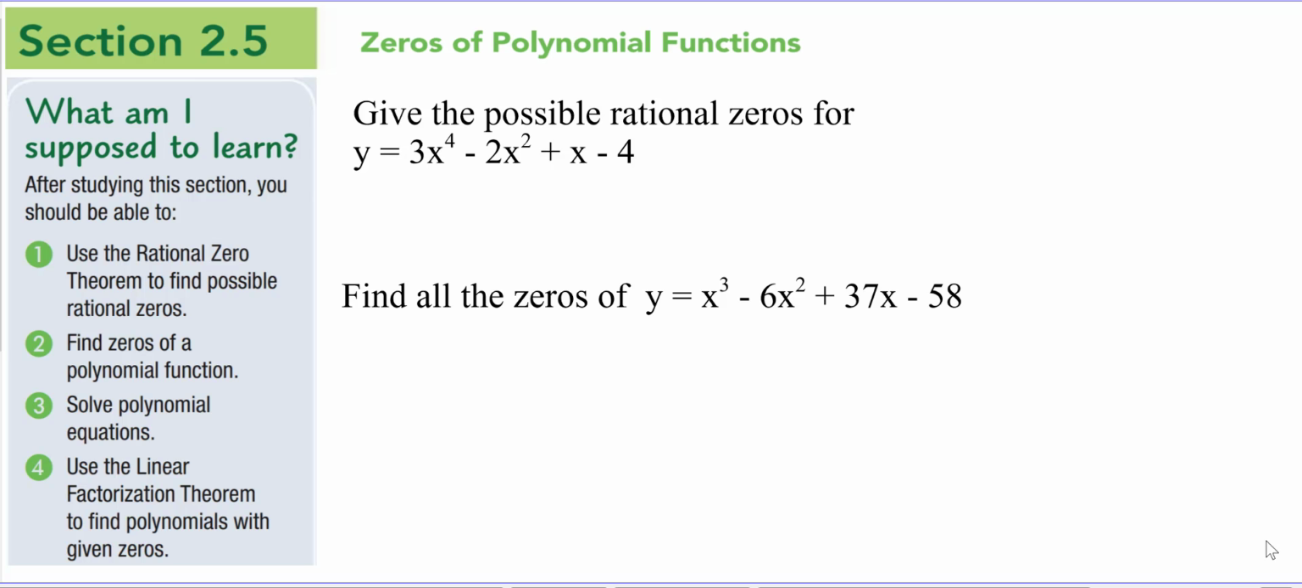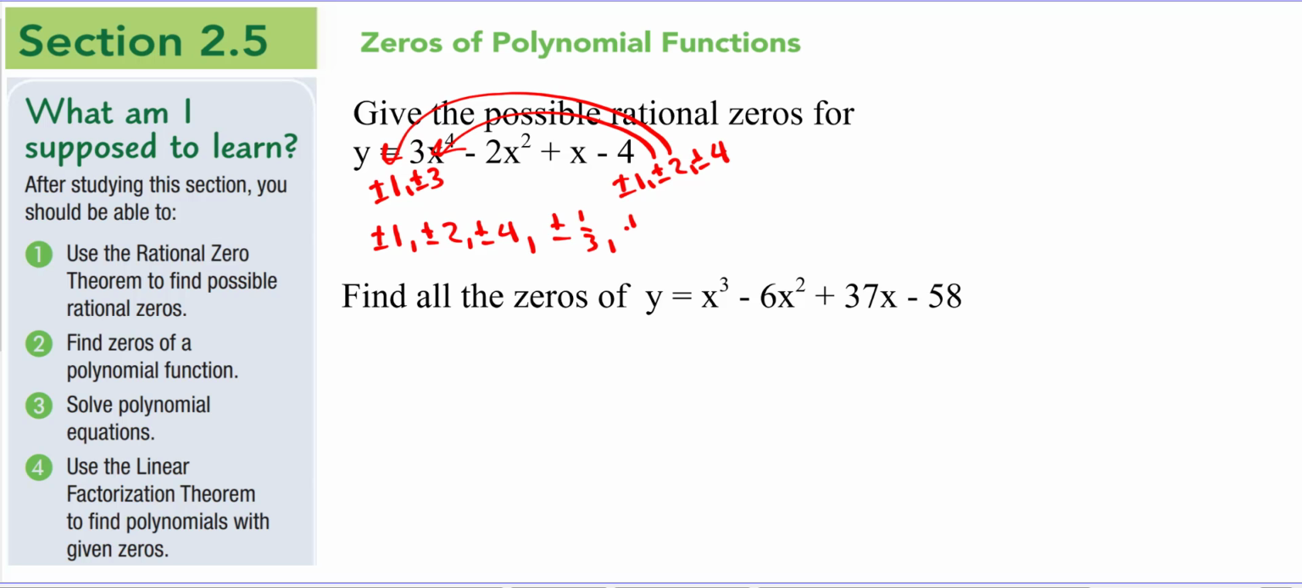This is section 2.5, zeros of polynomial functions. Give the possible rational zeros for this one. We have plus or minus 1, 2, and 4. And then in the leading term, we got plus or minus 1, plus or minus 3. Now all of these over 1 is 1, 2, and 4. Then all of those over 3 is 1/3, 2/3, 4/3.